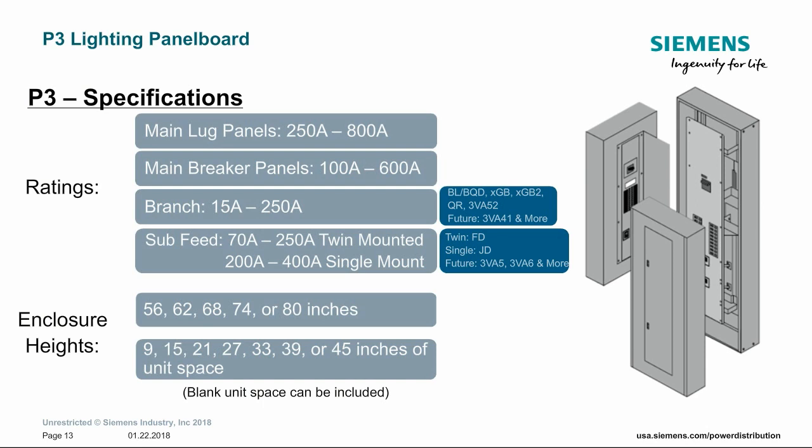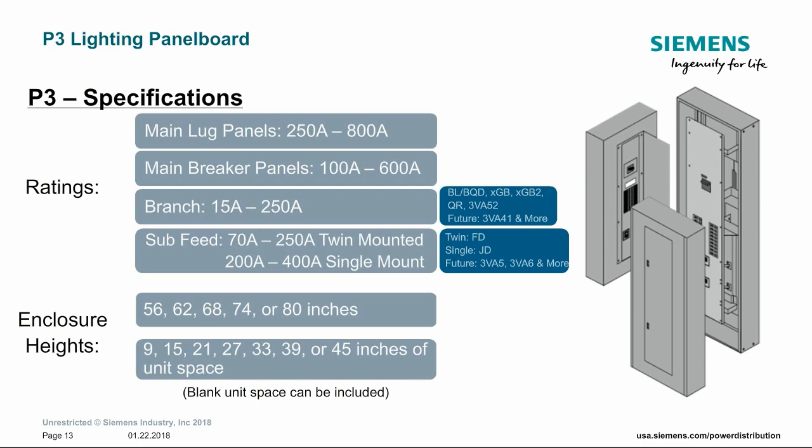As you can see here, we have an increase in some of the ratings from the P2, with our main lug panels starting at 250 amps now, but ranging all the way up to 800 amps. Our main breaker panels are still from 100 to 600 amps, and our branch breakers now can go all the way up to 250 amps. We also have an additional format available with these P3s, moving on into the 3VA5.2, and we also plan on incorporating 3VA 4.1 and more branch breaker formats in the future.